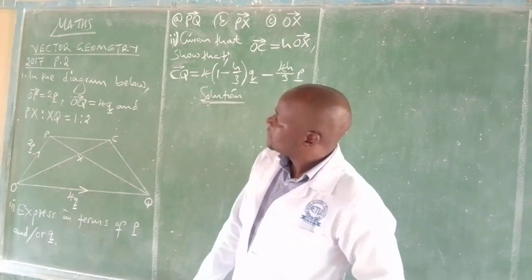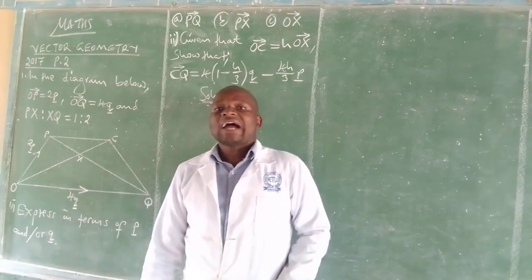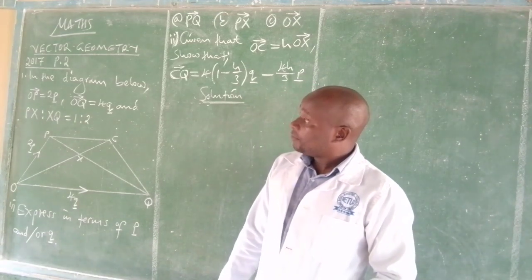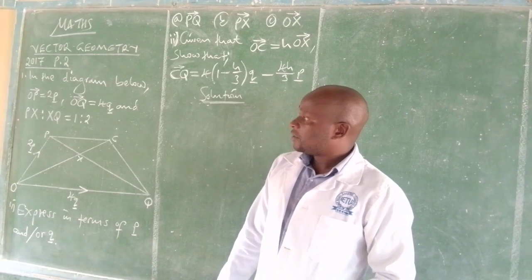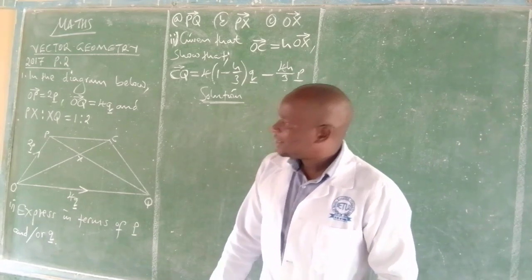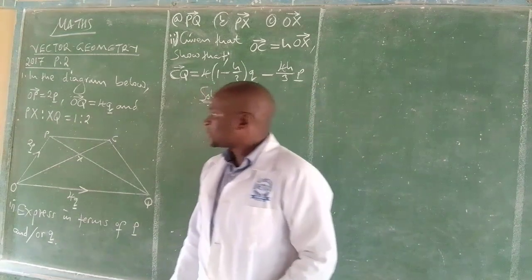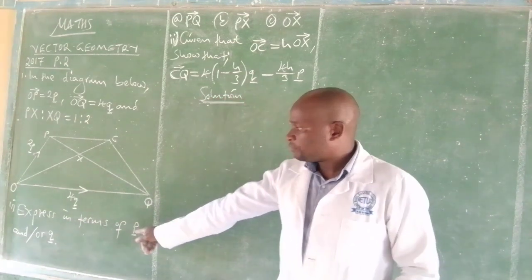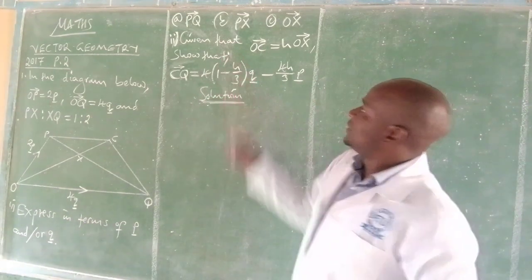So we're getting this from a 2017 Paper 2 and it says: in the diagram below, vector OP is equal to 2P, vector OQ is equal to 4Q, and the ratio of PX to XQ is equal to 1 to 2. We are required to express in terms of P and Q the vector PQ.